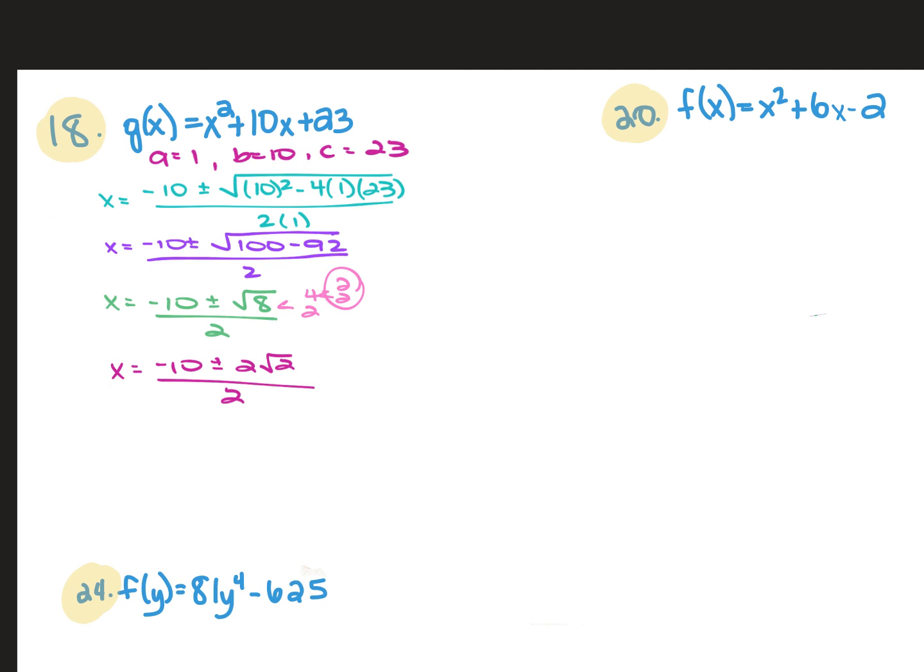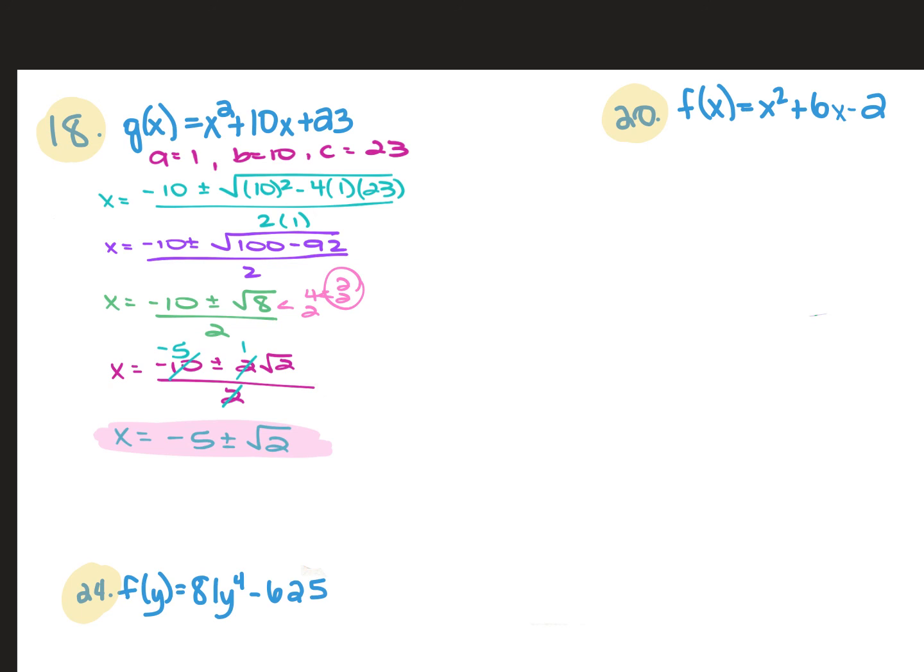So instead of this, we are going to simplify. That 2 goes into both the negative 10 and the 2, so that negative 10 becomes a negative 5. That 2 becomes a 1. You do not touch what's underneath the square root. So it's just x is equal to negative 5 plus or minus the square root of 2. And that is your answer.